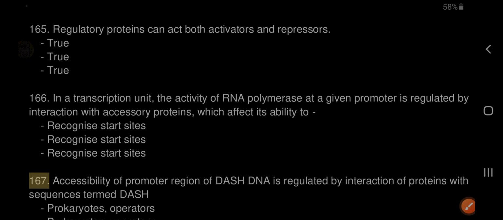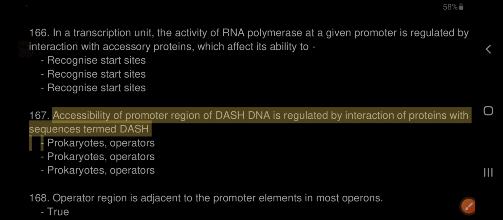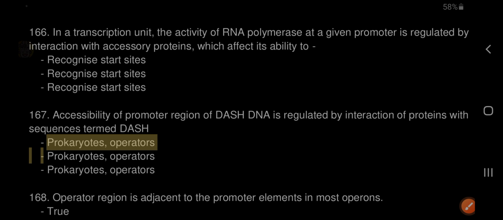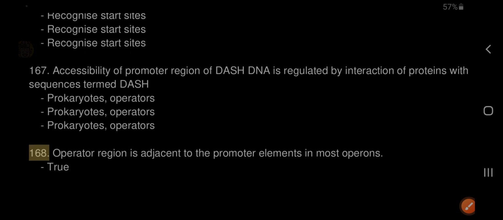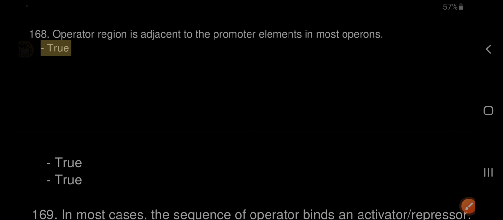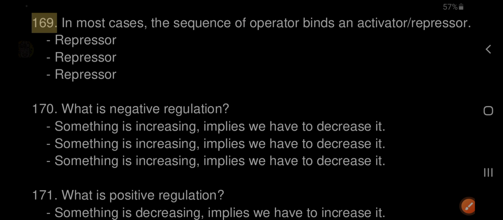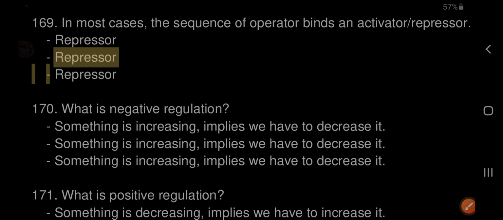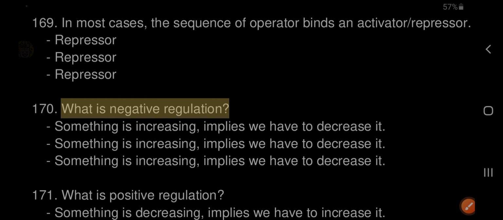167. Accessibility of the promoter region of dash DNA is regulated by interaction of proteins with sequences termed dash. Prokaryotes, operators. 168. The operator region is adjacent to the promoter elements in most operons. True. 169. In most cases, the sequence of the operator binds an activator or repressor. Repressor.